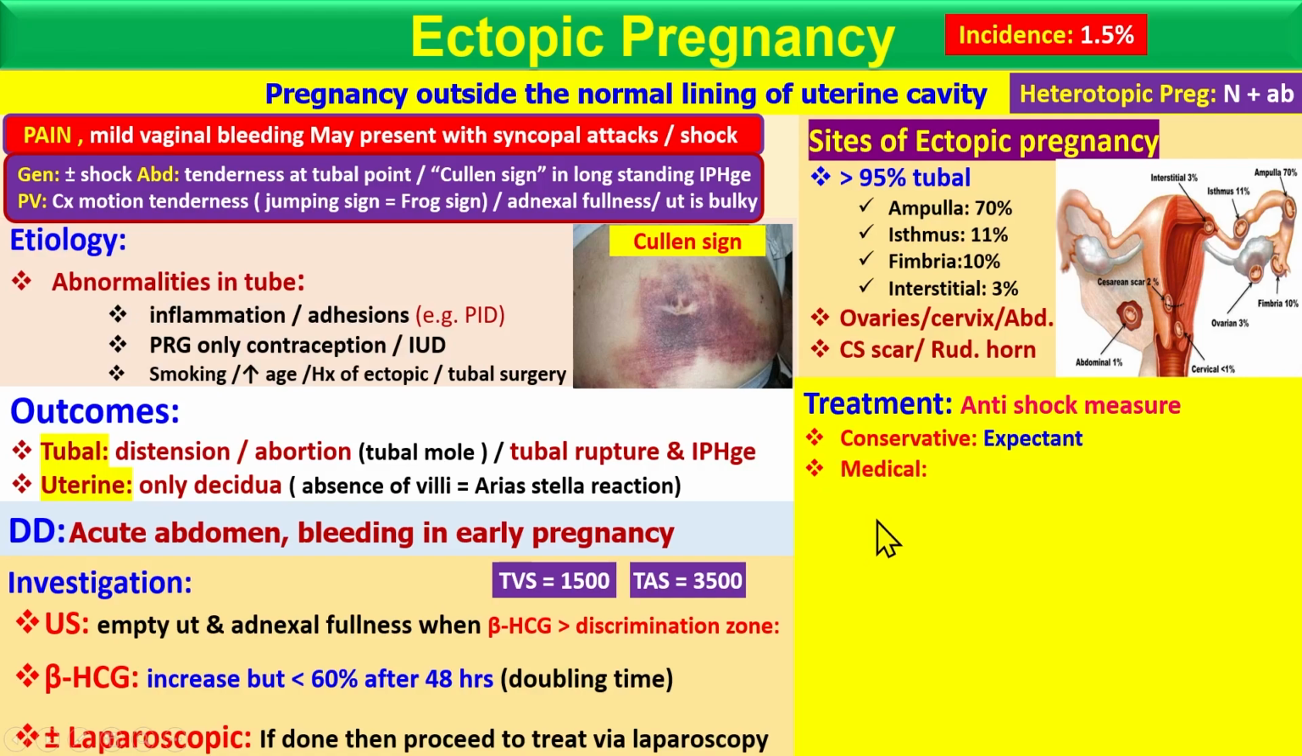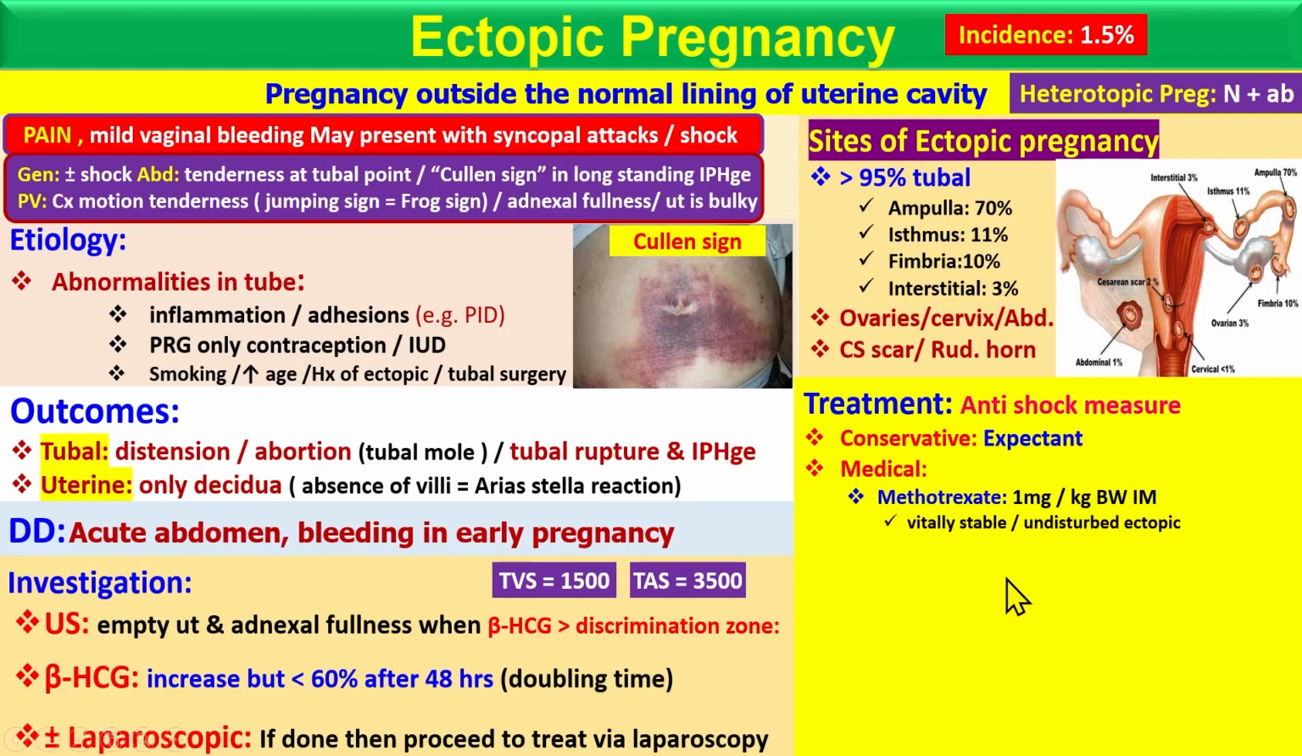If it does not work, then you go for medical treatment. What is the medical treatment? Medical is methotrexate. We give 1 mg per kg of body weight IM as the first dose. But there are some indications and contraindications. You first confirm them, then you can give. What are the indications and contraindications of this drug?